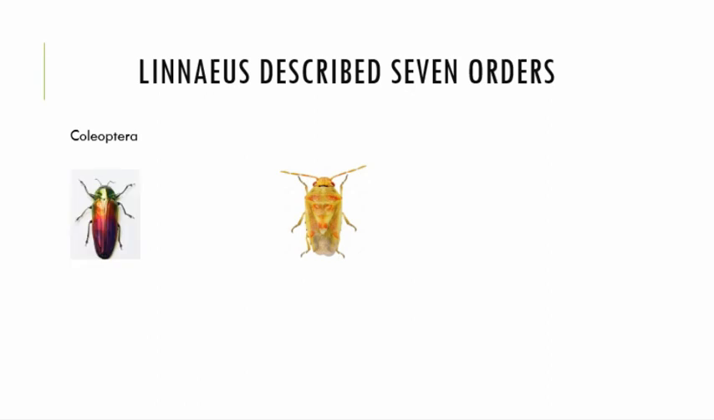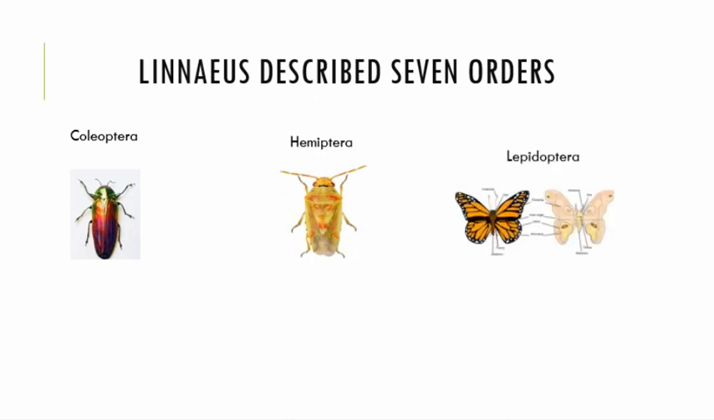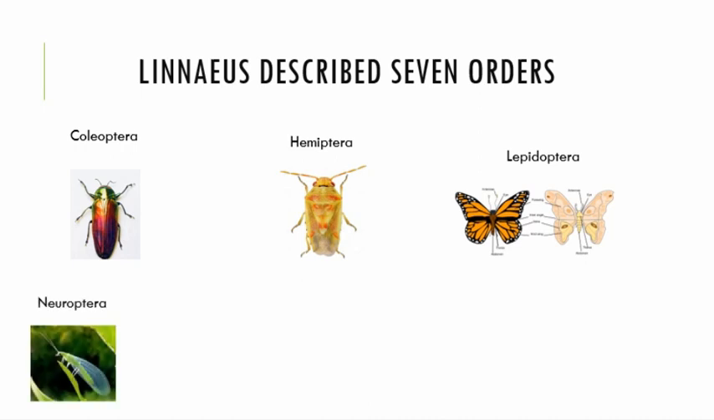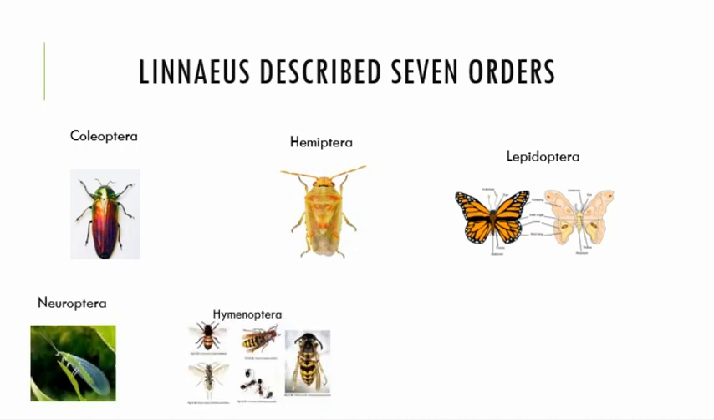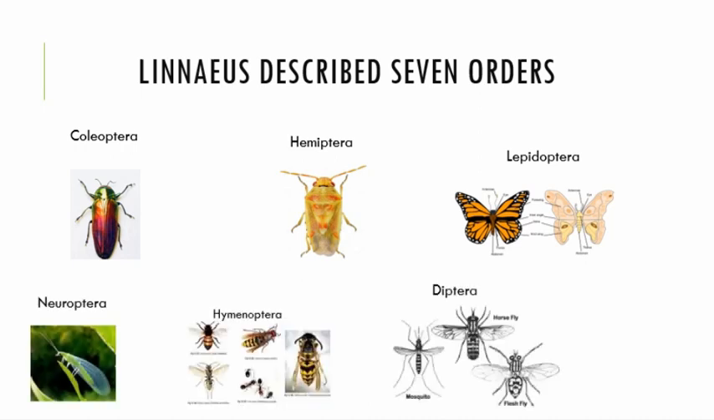Linnaeus described seven insect orders: Coleoptera, Hemiptera, Lepidoptera, Neuroptera, Hymenoptera, Diptera, and Aptera.